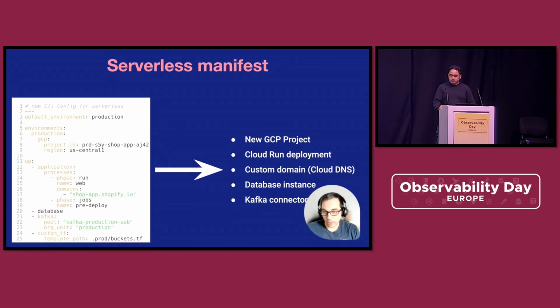So for serverless, we also have a manifest which engineers provide. In this particular case, from this manifest, we would generate a GCP project, a Cloud Run environment. Then we would set up a domain name for the application. This application would get its own database, its own Kafka consumer, and it just would be ready to go. So this kind of deployment model is quite simple and elegant in the sense that it provides a self-contained application.